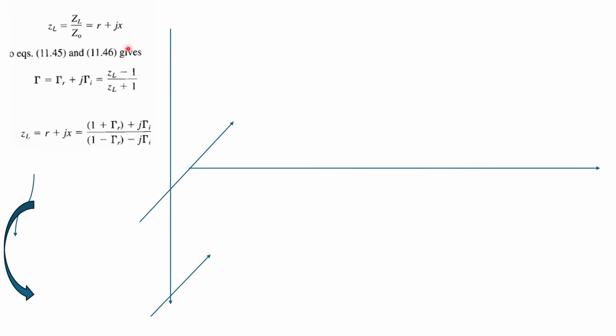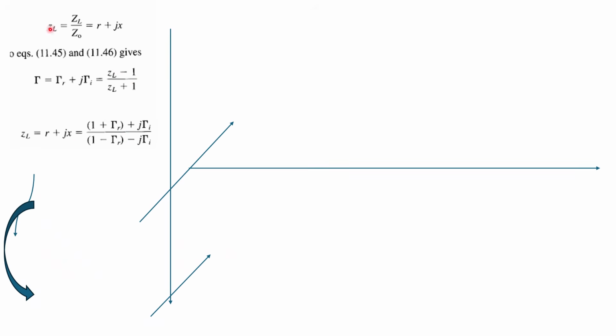So we can write it as r plus jx, because the normalized ZL may have both real and imaginary components. Also tau, the voltage reflection coefficient, can have real plus imaginary parts. With the help of this, if you remember, tau is equal to what? ZL minus Z0 divided by ZL plus Z0. Now replace the value of ZL and you will get ZL minus 1 divided by ZL plus 1.